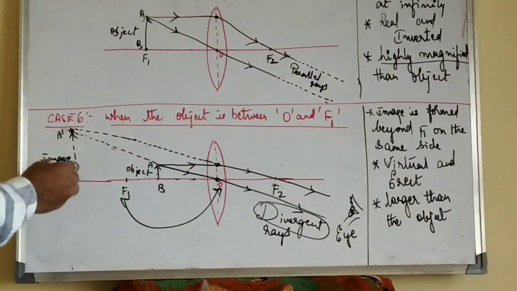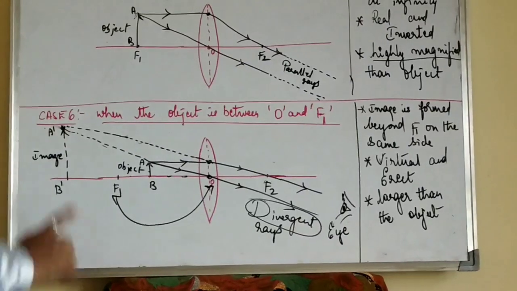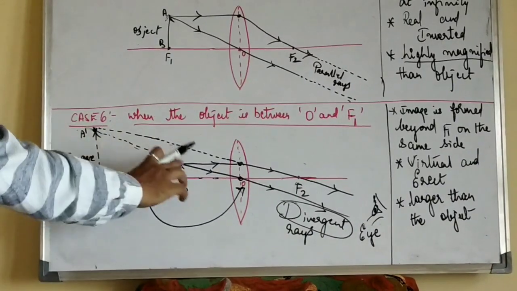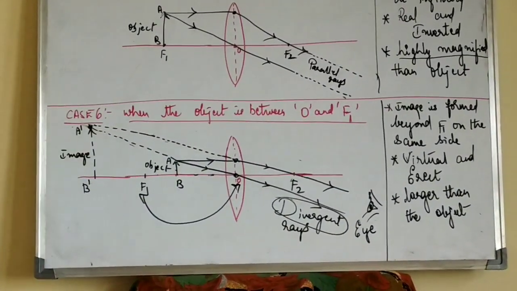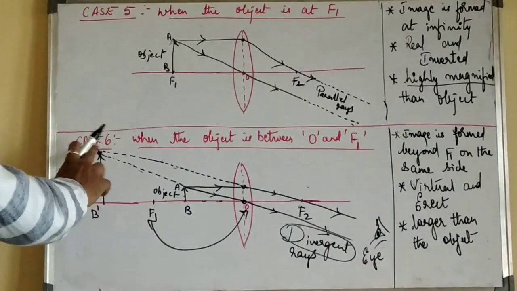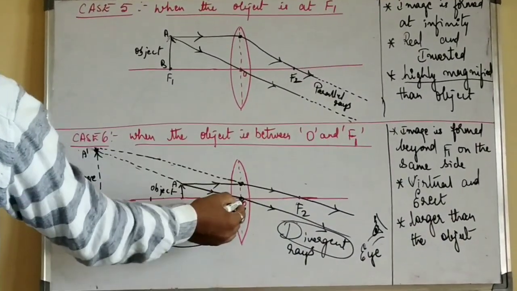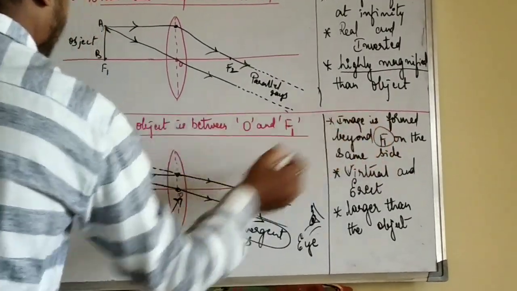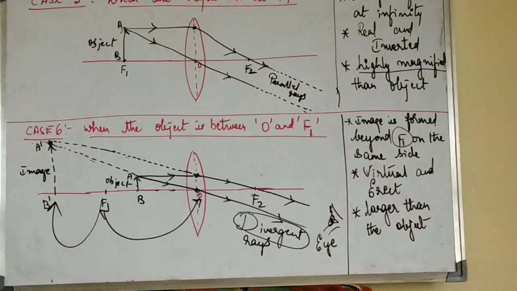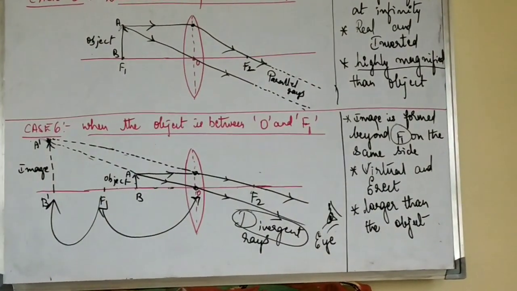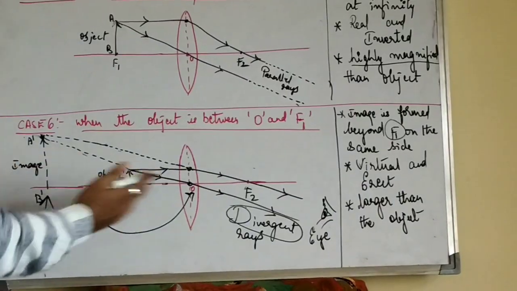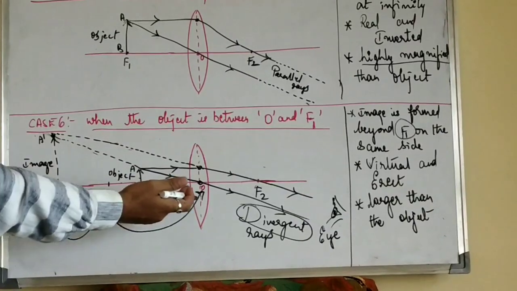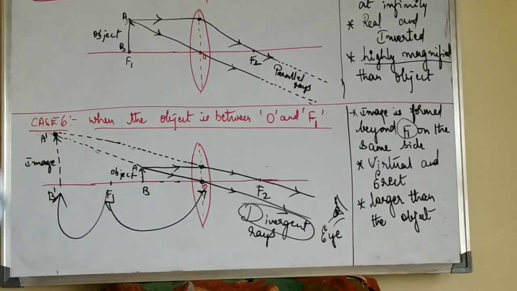Okay? The image is enlarged, and the image is virtual and erect. Okay? Virtual and erect is the image. The image is enlarged than the object, or the image size is greater than the object size. So, when the object is between optical center and the first principal focus, the image is formed beyond F1. You can see the image is formed beyond F1 on the same side. Means the object is towards the left side, the image is also towards the left side. So, on the same side of the lens, you are getting the image.